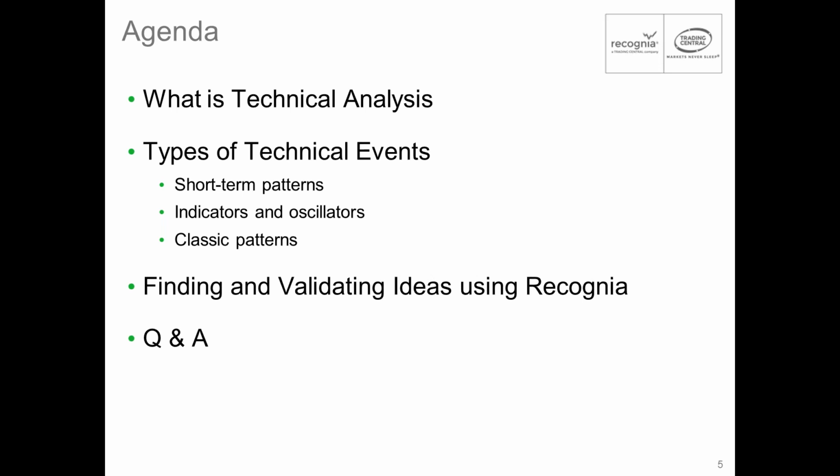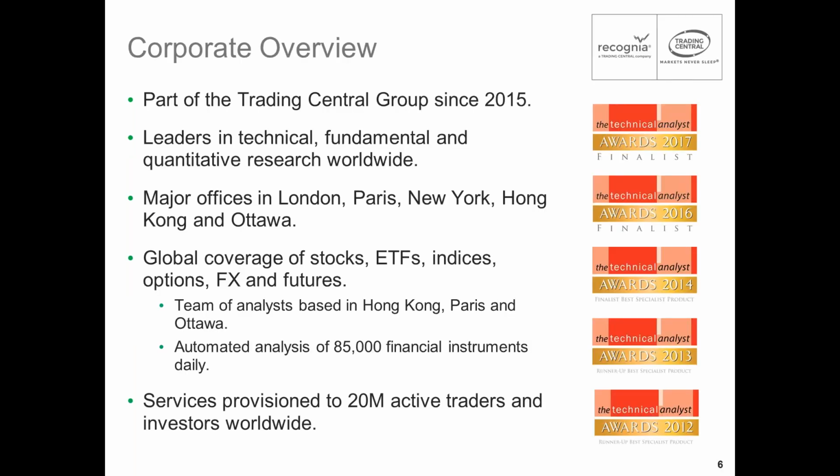So in terms of the agenda for our webinar tonight, I'd like to begin by talking a little bit about what is technical analysis. We'll talk a bit about the history and the foundations of technical analysis. And we'll get into a little bit about Recognia's event-driven approach to technical analysis. And we'll specifically walk our way through three different types of technical events, those being the short-term patterns, the indicators and oscillators, and the classic patterns. And we'll actually do a live demonstration as well using the First Metro site to find and validate ideas using Recognia. And at the very end, we'll actually wrap up with a live question and answer session.